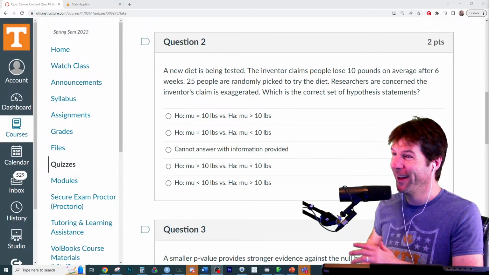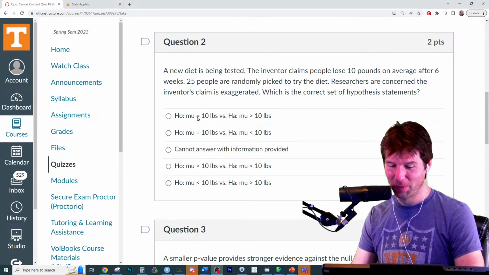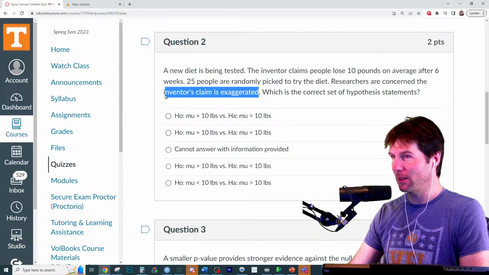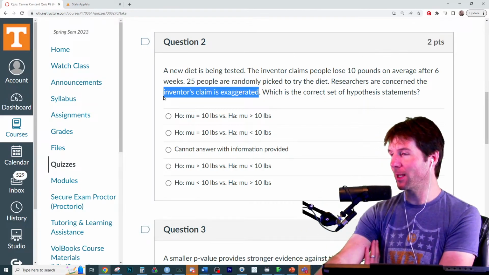Well, the only two reasonable ones, the one or two, right? The first two. The null has the equal sign, which is a giveaway right there. If you're worried that a diet is exaggerating their claims, the null has the equal sign. Boom, right there, we got that.